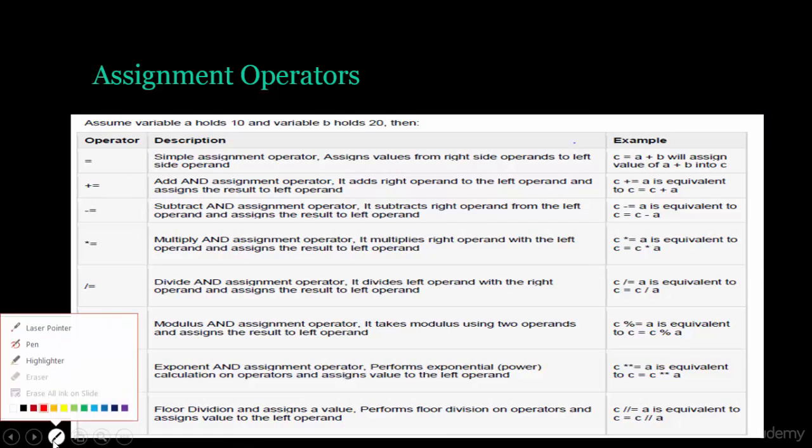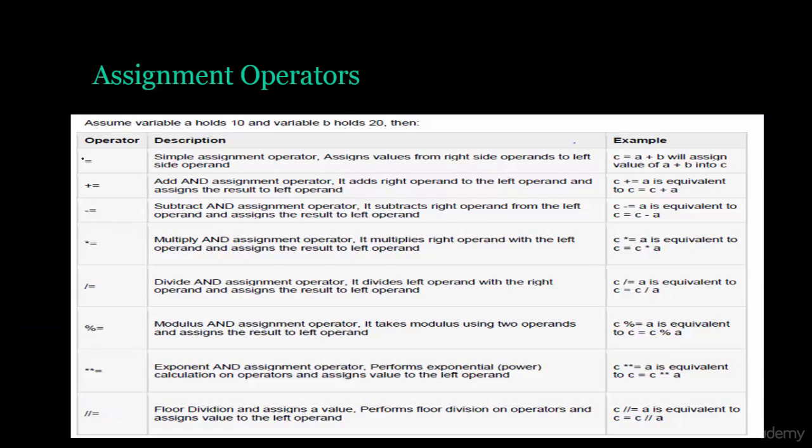Here are assignment operators. Let's get a pen here. The equal sign. This is the simple assignment operator. It assigns values from the right side to the left side. And this is plus equal, the add and assignment operator. It adds the right operand to the left operand and assigns the result to the left operand. Like if I say C plus equal A, this is equal to C equals C plus A.